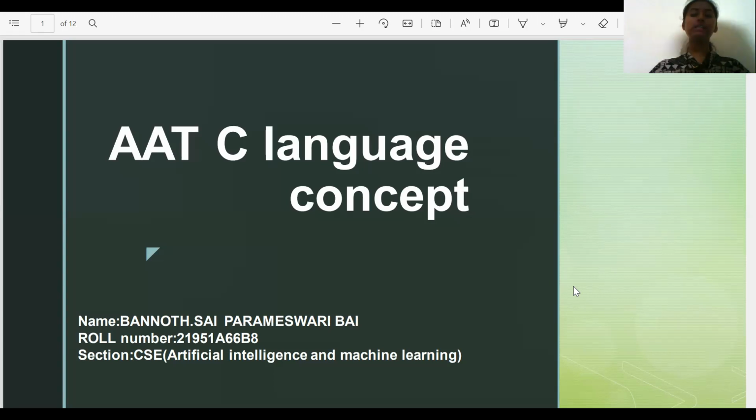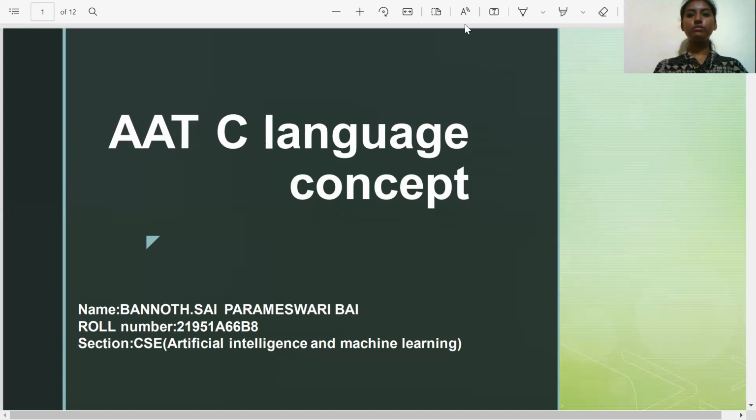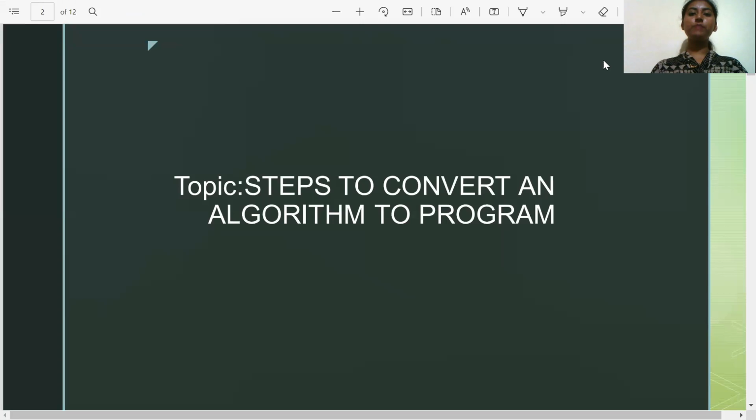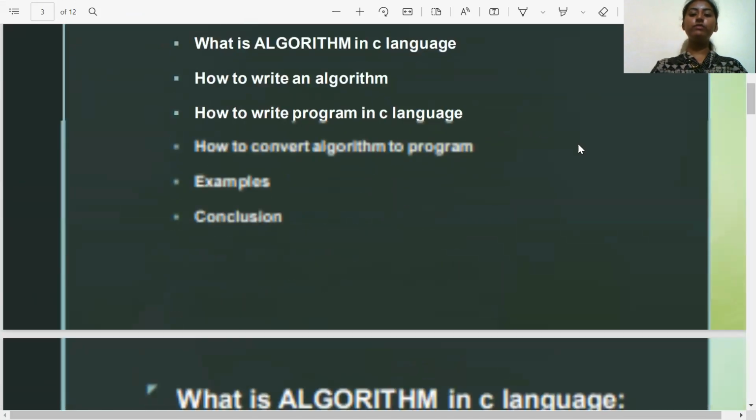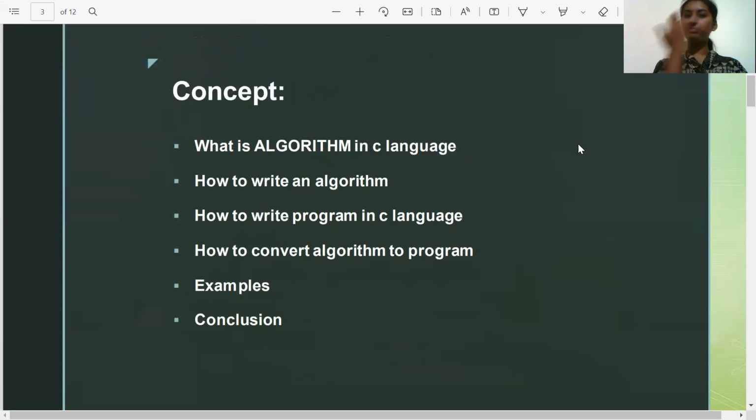Today we are going to discuss a topic about steps to convert an algorithm to program. Here we are going to discuss a concept on what is algorithm in a language, how to write an algorithm, how to write program in C language, how to convert algorithm to program, examples and conclusions.